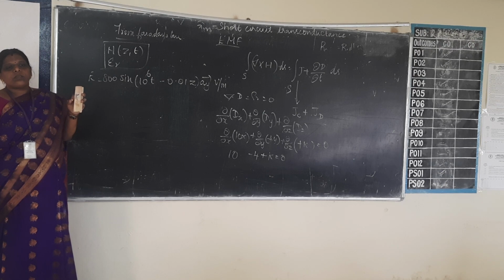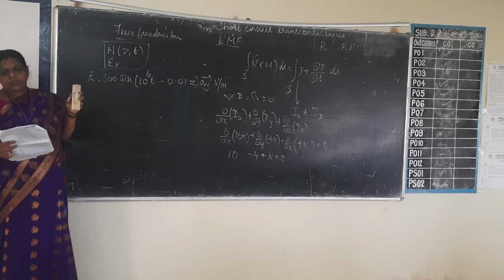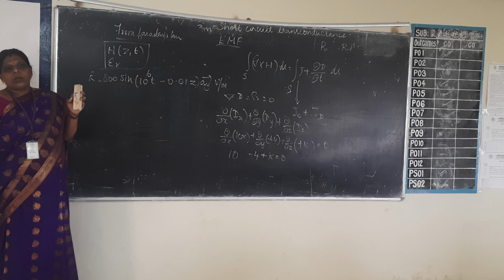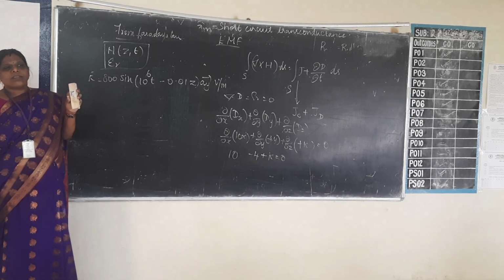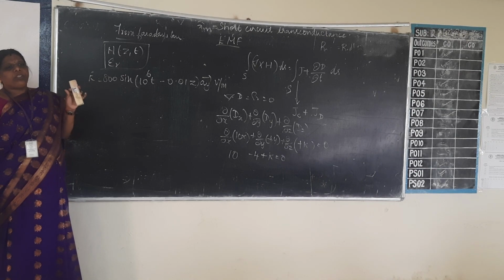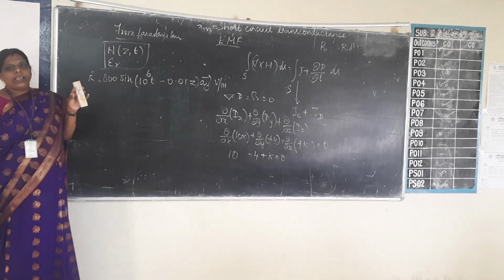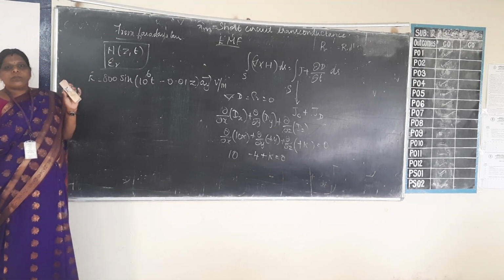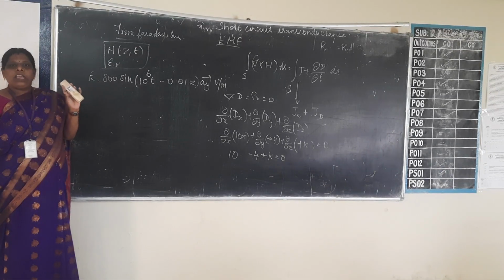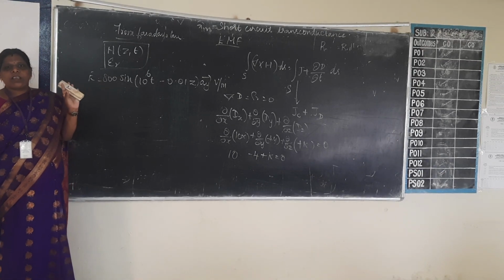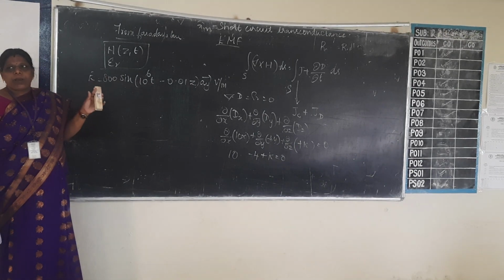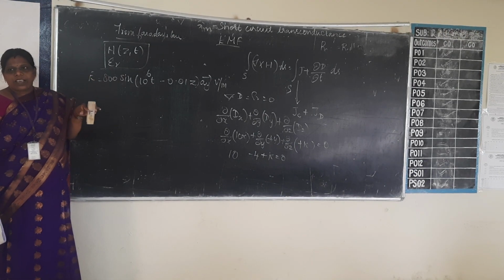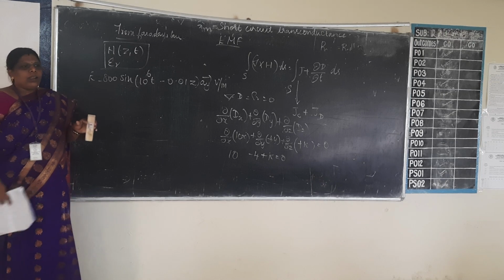Any other relations? Very good, dou D by dou t. D can be written as epsilon into E. What is epsilon? Epsilon naught into epsilon r. Epsilon naught is in free space. So you can find out epsilon r. So we have to start from del cross H and then you have to simplify. Clear?